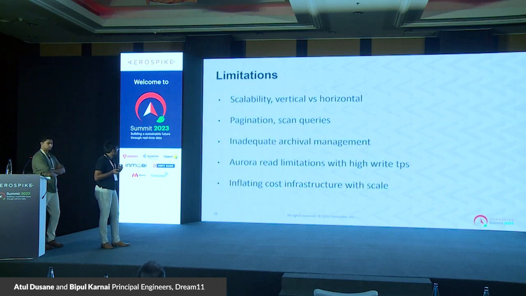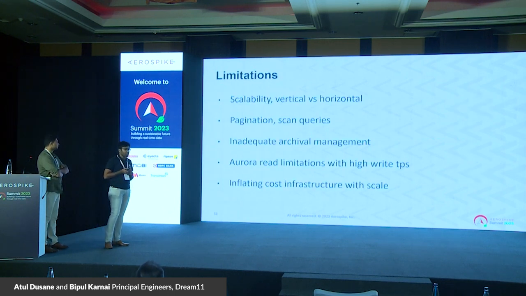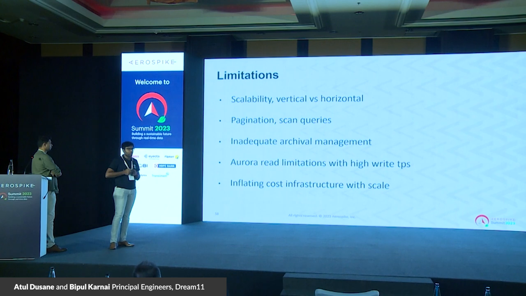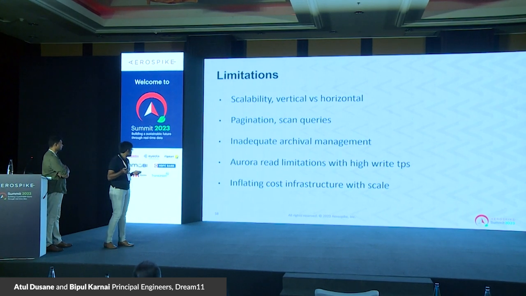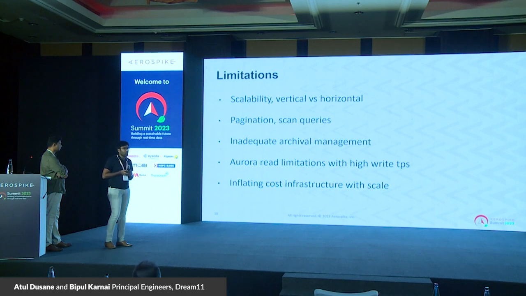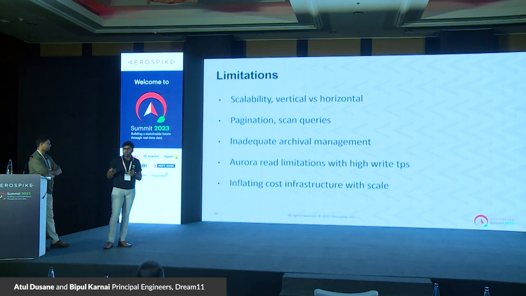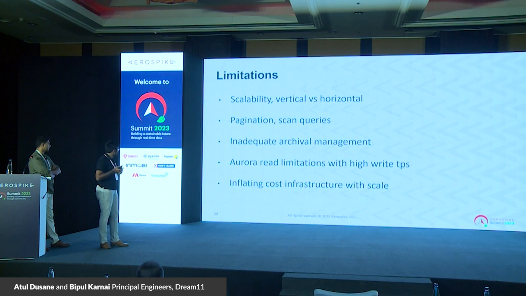A few of the limitations that we were seeing: the first was scalability. RDS Aurora is a vertically scalable database versus the horizontal scaling which was required, and beyond a point you cannot scale one node of RDS Aurora. Then, as we got more and more users and more volumes of data, we were facing issues with the pagination query, which was effectively a scan query in case of RDS Aurora. That was another limitation.